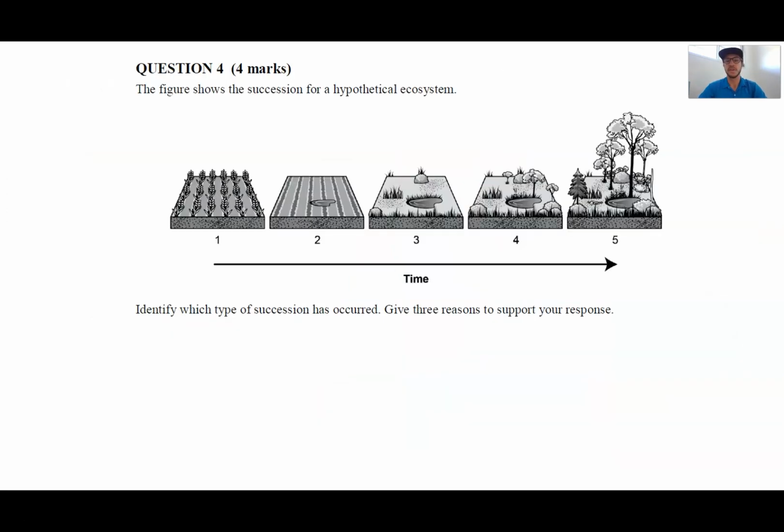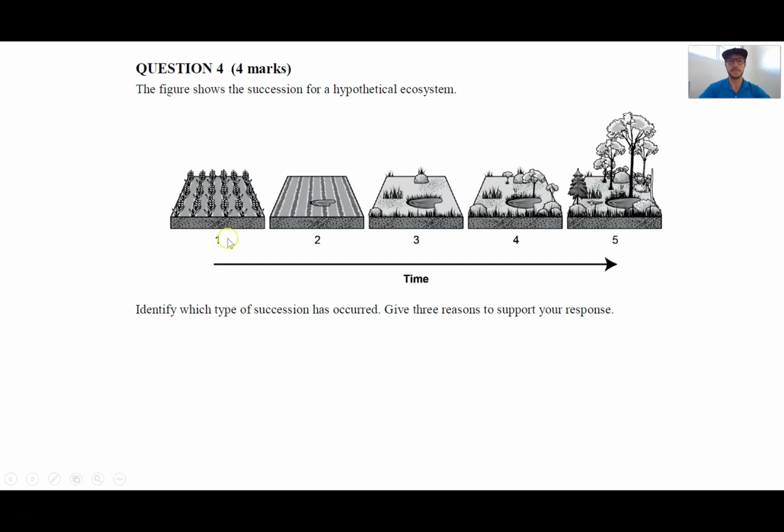So with that in mind, let's talk about some questions. These are questions just relevant to the last couple of weeks. So chapter 6, we spoke about in our last video ecological succession, and we said that succession is change in an environment over time. This question here is taken from QCAA, and it shows us succession in a hypothetical ecosystem.